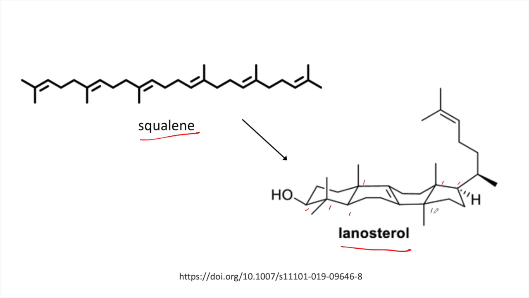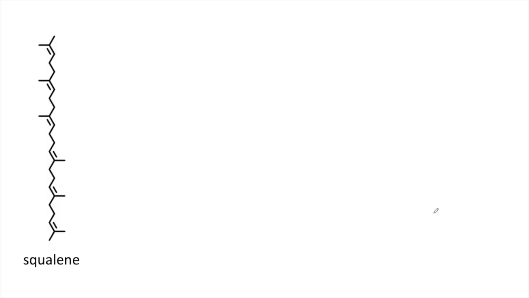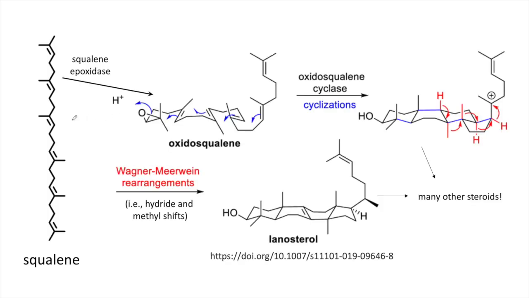Lots of stereochemistry. No stereochemistry in squalene. So how do we get from something achiral to something chiral like this? Well, it goes through the epoxide. So squalene epoxidase does just what it sounds like it does. It specifically puts the epoxide group right there.